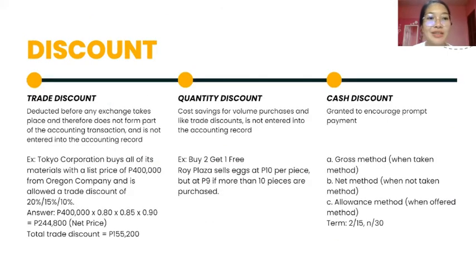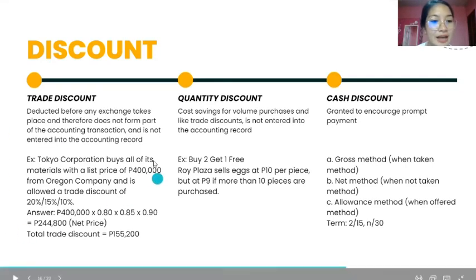Okay, sige, let's start with discount. Okay, so there are 3 discounts you mentioned sa book. So, trade discount, this is deducted before any exchange takes place and therefore does not form part of the accounting transaction and is not entered into the accounting record. So, usually kay i-indicate jud ni siya nga trade discount ana.